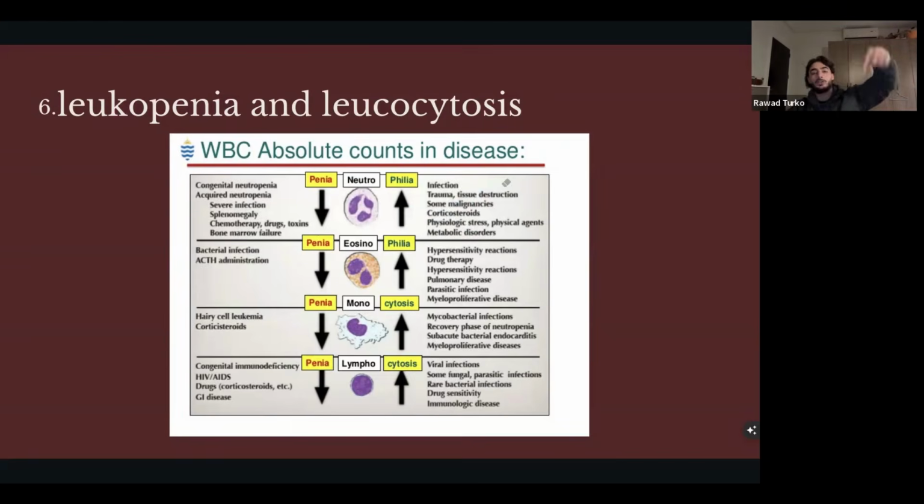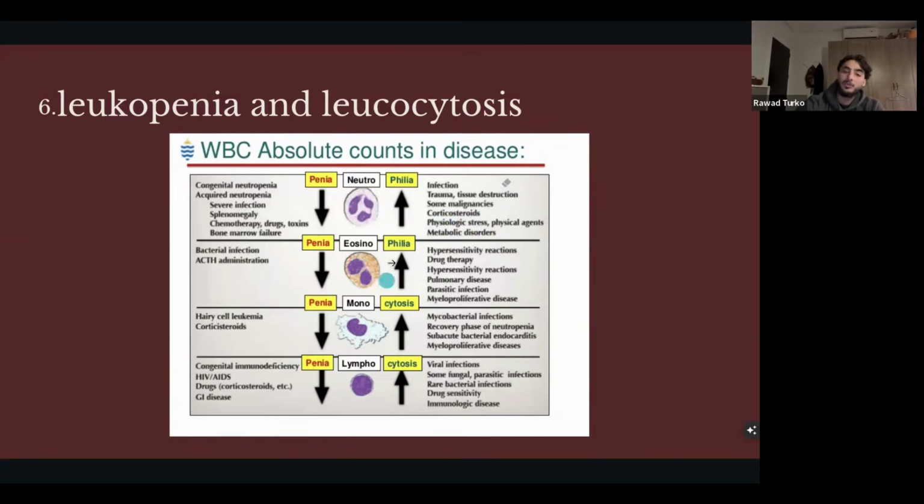You guys know your neutrophils are just flowing in your bloodstream. And at the site of an active infection, they're going to exit the bloodstream and go into the tissue. Corticosteroids are actually going to prevent that from happening. So they're going to inhibit the demargination of neutrophils and their extravasation into the tissue. Okay. Physiological and stress and physical agents and metabolic disorders can all cause neutrophilia.